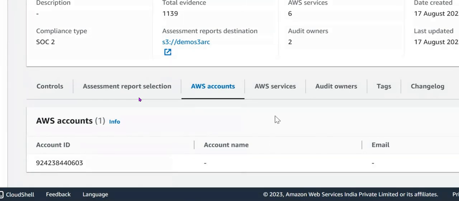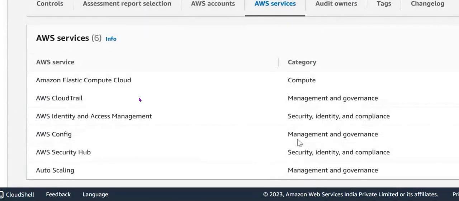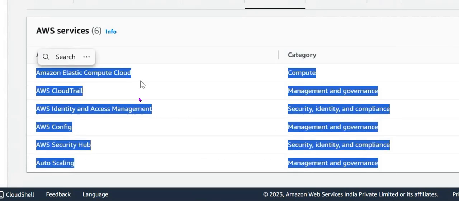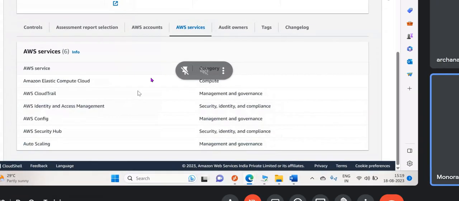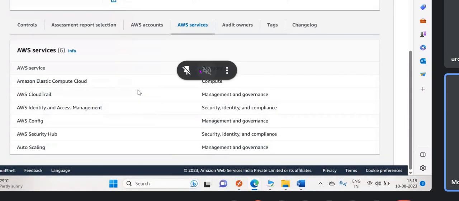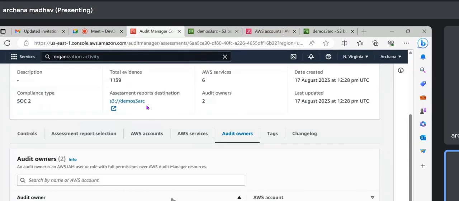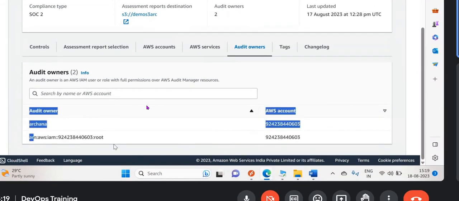And AWS services, what are all the services that need to be audited? These are the services you have created basically, so all these services will be considered. So we will not choose a particular service? There is automatically an option that takes all the services. You can choose as well, like if you want to exclude certain services, you don't want to include them as a part of the audit, it should be there. Audit owners: this is mine, and this is root.